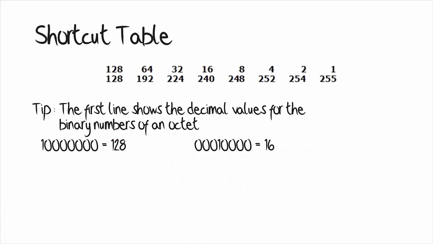3 binary zeros followed by binary 1 followed by 4 binary zeros is equal to 16. You should be quite comfortable to write out this table from memory before attempting any subnetting question. So remember, it's 128, 64, 32, 16, 8, 4, 2, and 1.